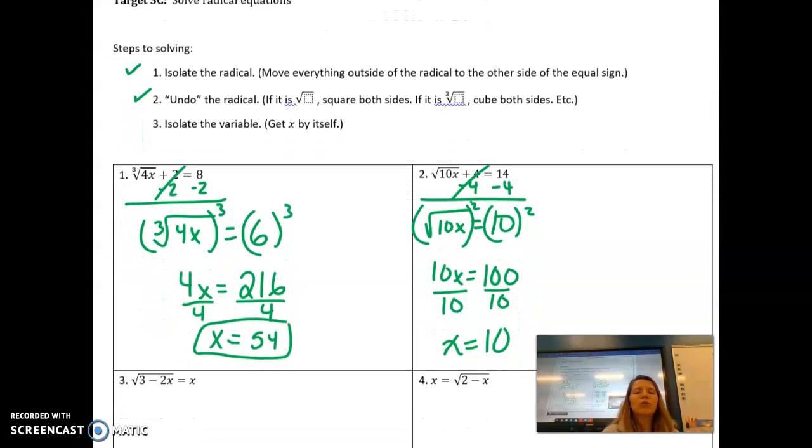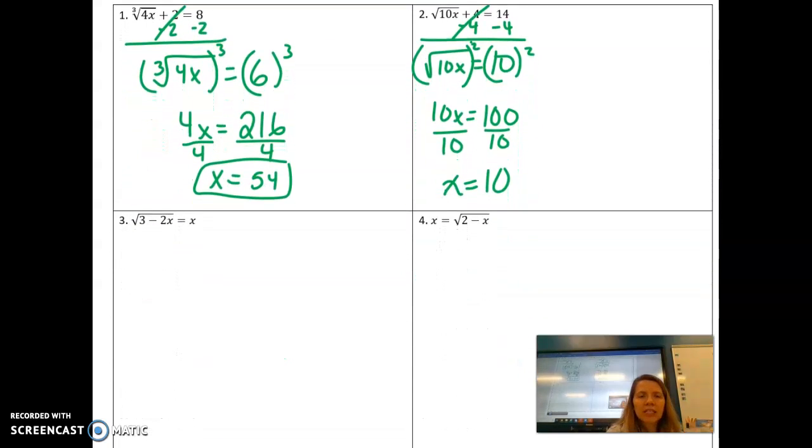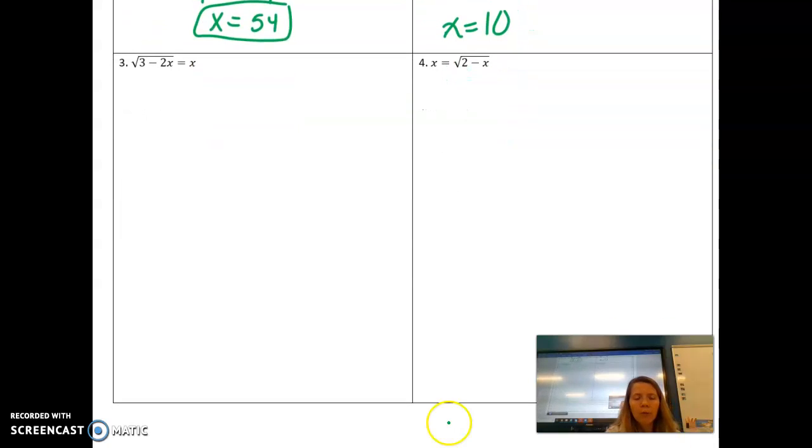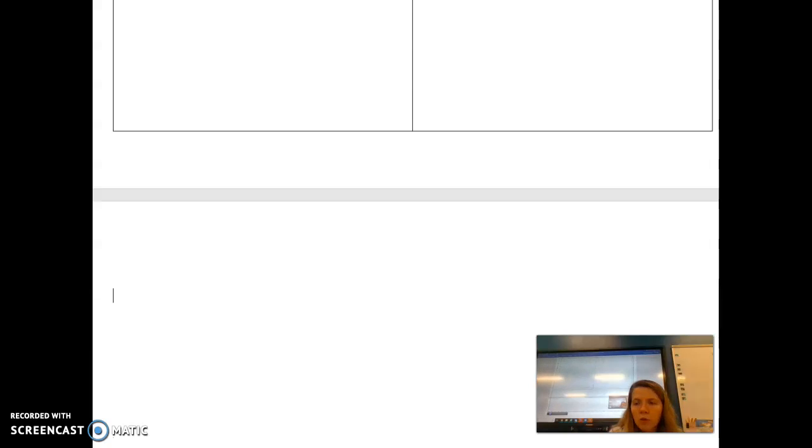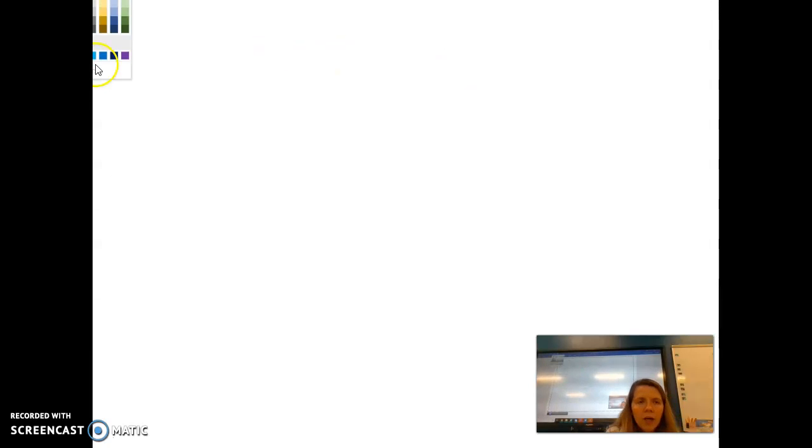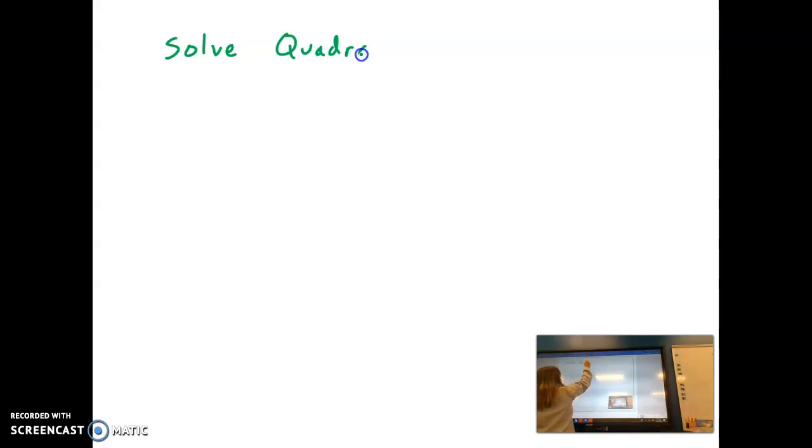Now we are going to move on to the more challenging style questions. Before we do that, let's go ahead and jump into a couple of side notes so that you have them before we talk about the next topic. We are going to talk about how to solve quadratics. We've been solving linear equations, now to solve quadratics.